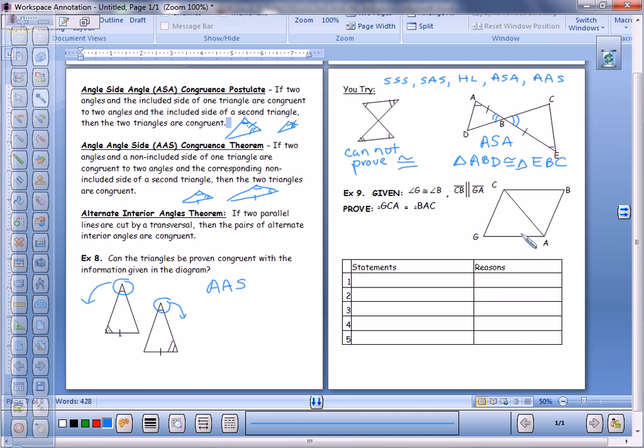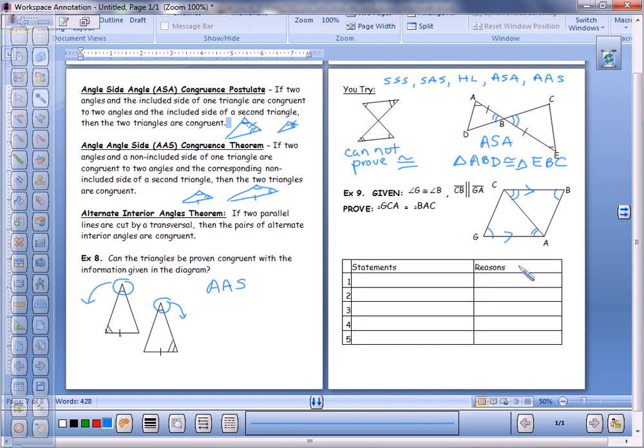Now if we look at this final proof, it tells us that we are given angle G is congruent to angle B. So go ahead and mark that on our picture. We also know that CB is parallel to GA. We use the arrow symbol to mark parallel on our graph. So we have two parallel lines here cut by a transversal. We know that alternate interior angles are congruent. This is on the inside of the two parallel lines connecting to the transversal, so this angle is congruent to that angle.